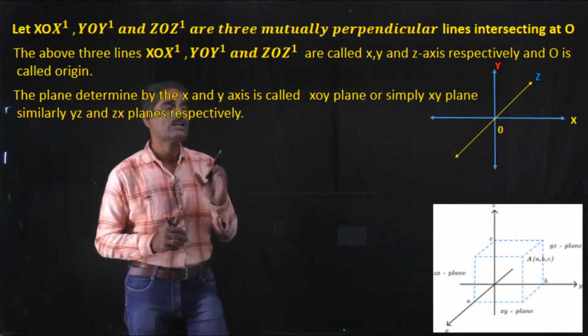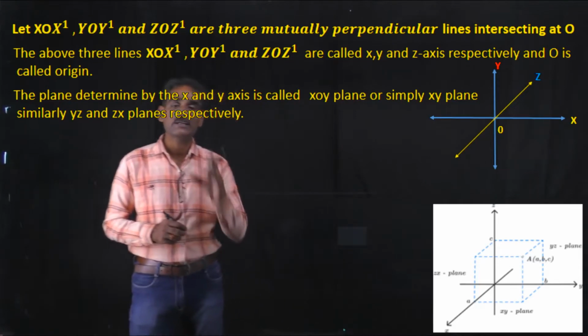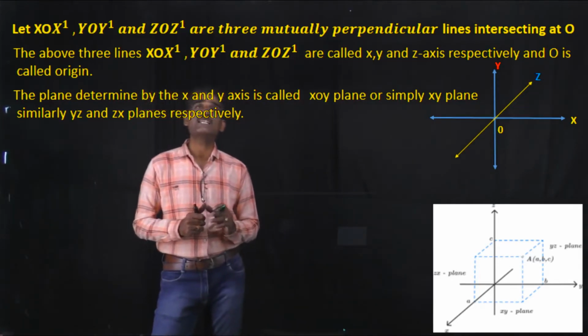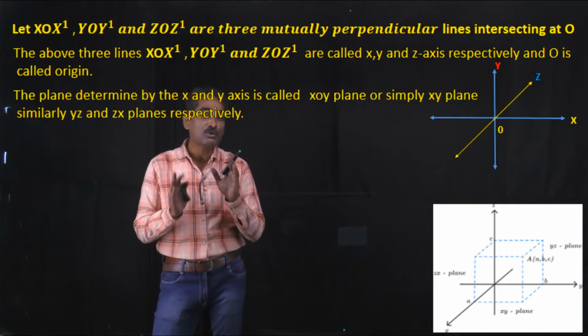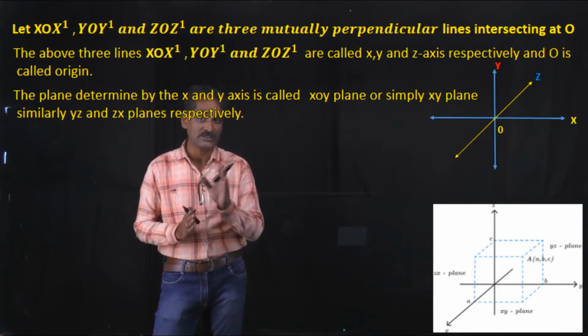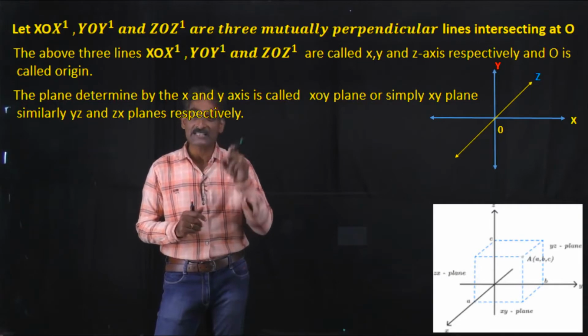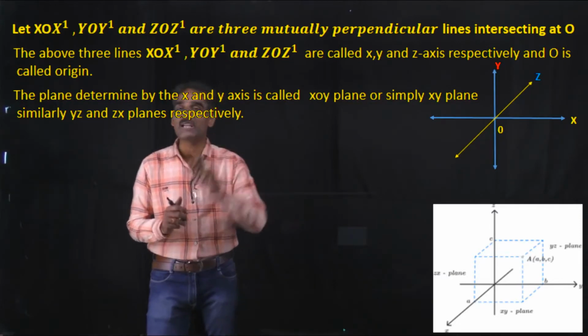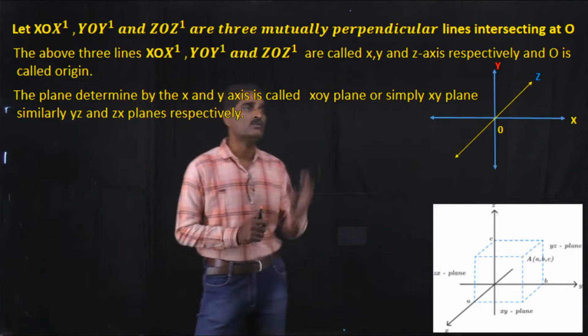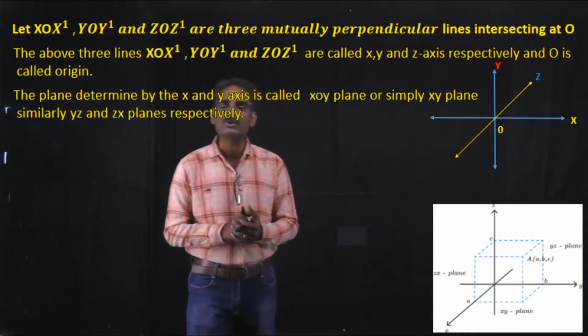So what about the axes? Here XOX', YOY' and ZOZ' are three mutually perpendicular lines. Already we discussed the x-axis and y-axis, two perpendicular lines. The z-axis is the axis which is perpendicular to both lines. These three intersect at O. Here O is called the origin.